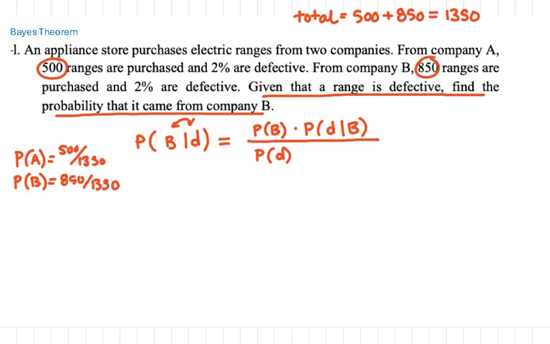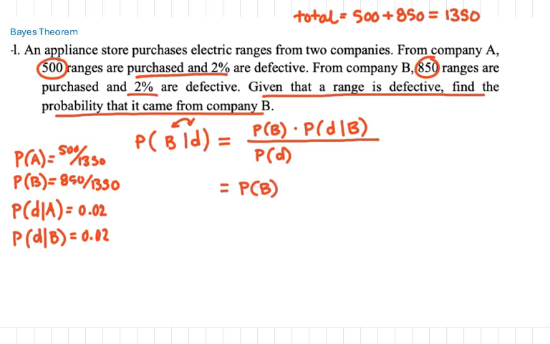The probability that it's defective if it came from company A is 2%. So the probability of defective given that it's company A is 2%. And the probability that it's defective given that it was company B, also 2%. That's not always the case that it's the same number. Okay, now we have all the information we need, and let me go back over here to our formula. The probability of coming from company B, the probability that it's defective from company B, those are numbers that we now have and we can plug in.